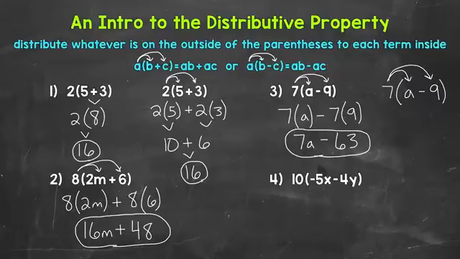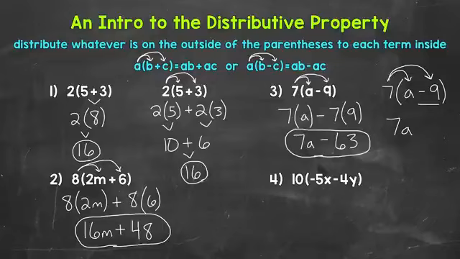So we have 7 times a, which is 7a. And then we can think of that subtraction sign and the 9 as a negative 9, so including the sign in front with the 9. So we think of that as a negative 9. So let's distribute that 7 to the negative 9.